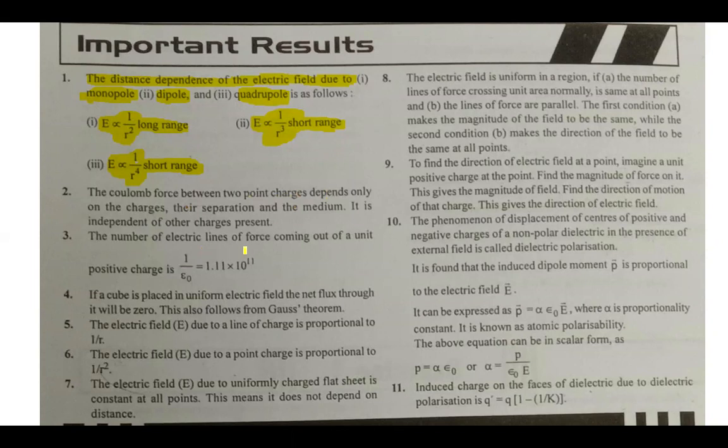The number of electric lines of force coming out of a unit positive charge is given as 1 by epsilon naught, which is equal to 1.11 into 10 to the power 11. If a cube is placed in a uniform electric field, the net flux through it will be 0. So this also follows the Gauss theorem.